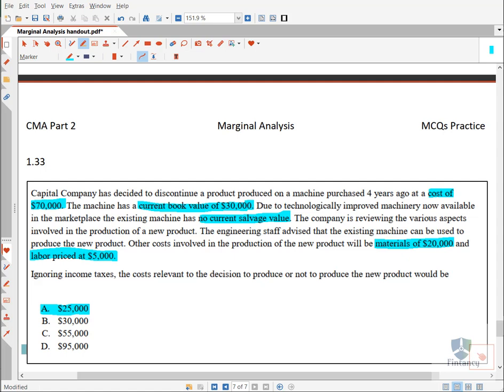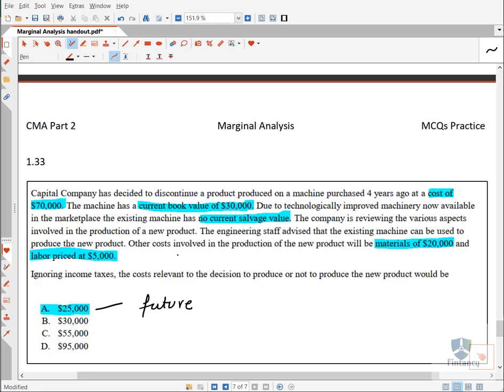See, the relevant cost to make the new product or not is the material which will be used and the labor which will be used. Getting it, everyone? So the 25,000 is the relevant cost because we are talking about the future cost. Not the past cost, which is the current book value, this 30,000, because that is a past cost and that has no use in our decision. Past cost is also called sunk cost, and that is irrelevant in decision making, my friends.